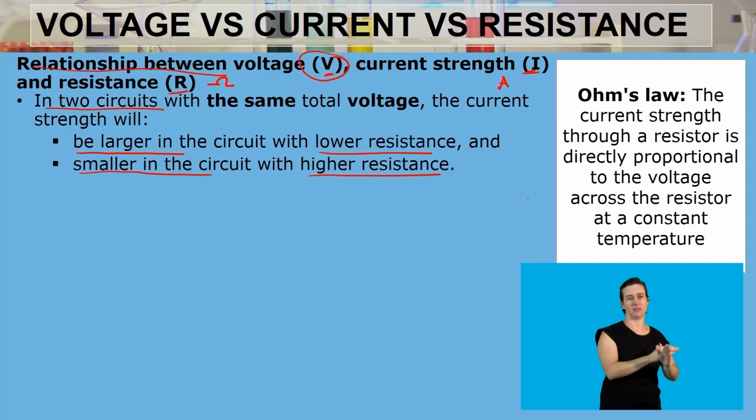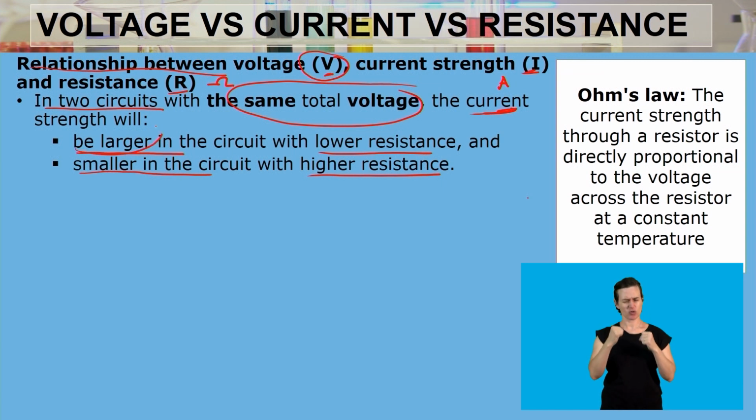Remember, current and resistance have a relationship where when one increases, the other decreases. So if the voltage remains the same, the current is going to be larger if the circuit has a lower resistance. However, the current is going to be smaller if the circuit has a higher resistance.